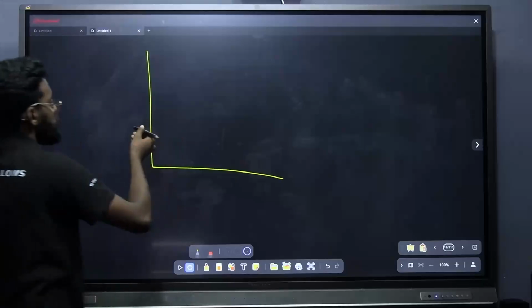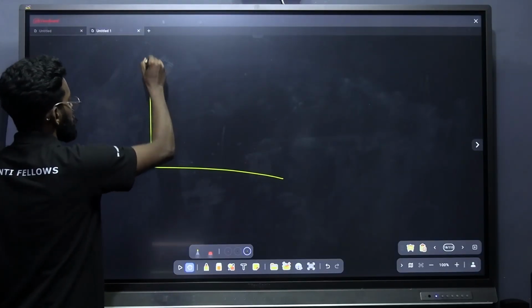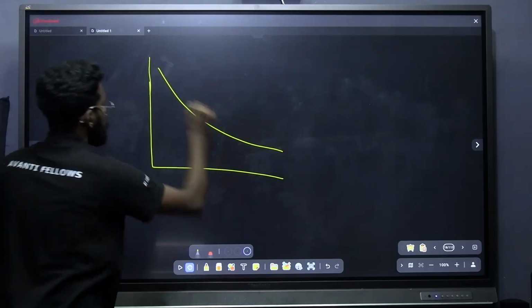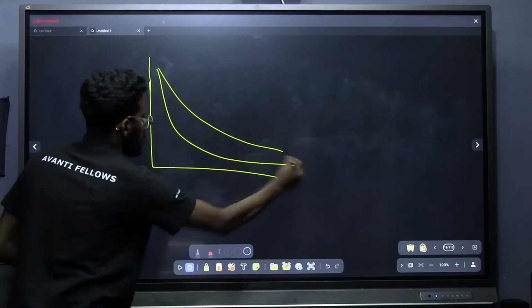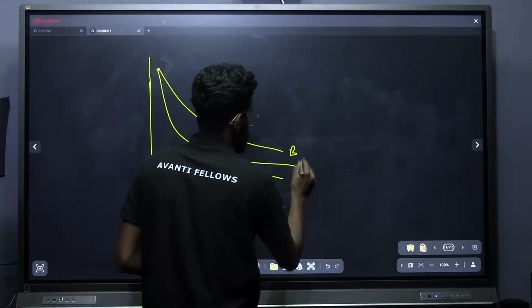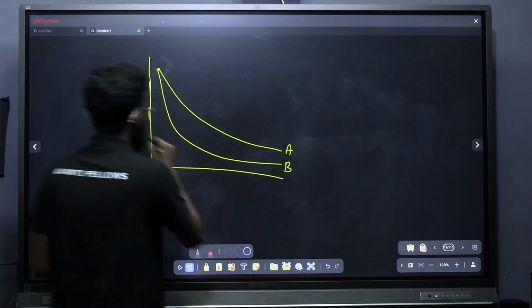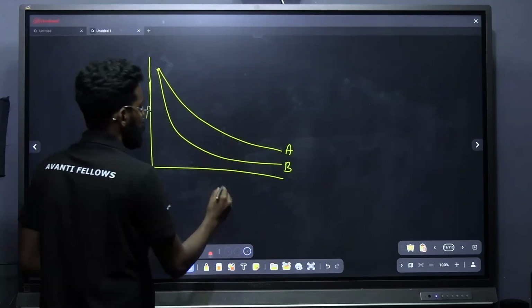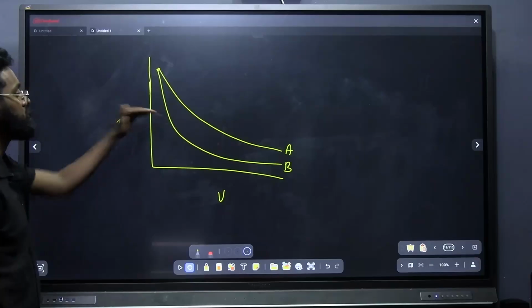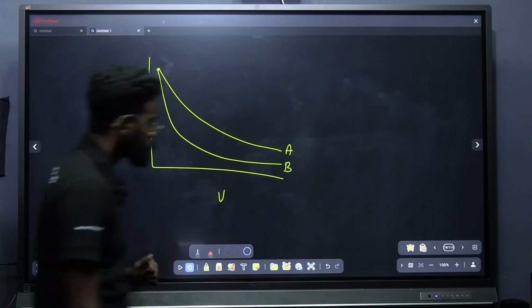How can we understand which one is the slope of adiabatic and which one is the slope of isothermal? Okay, the first one is curve, line A, the second one is B. This is pressure, this is volume. How can we understand which one has the highest slope and which has the lowest slope?